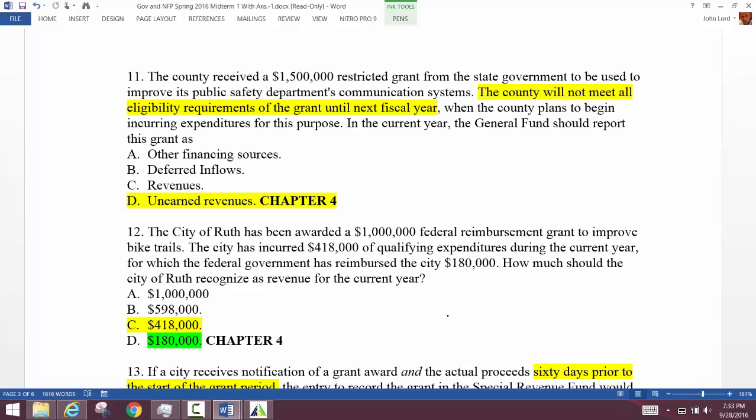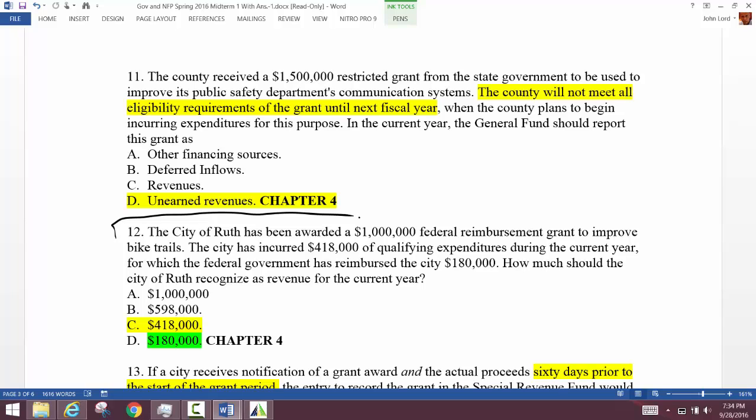If you don't meet eligibility, you are what? You are an unearned revenue. You're still a caterpillar, aren't you? Right, because you haven't met eligibility. Got to meet eligibility and time to be a revenue. If you meet eligibility but not time, you can be a deferred inflow. If you don't meet eligibility, you're what? Unearned revenue, right? Okay. Okay, good.